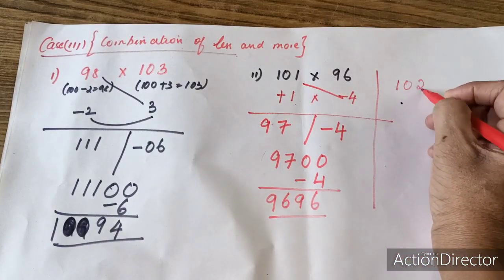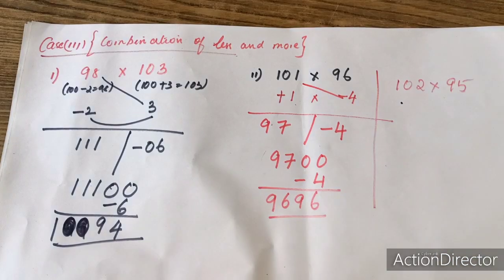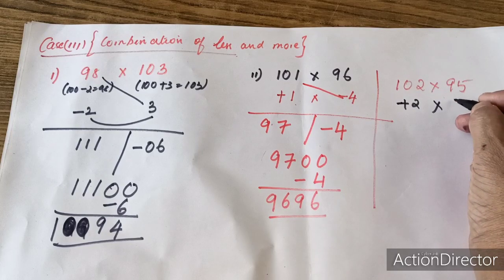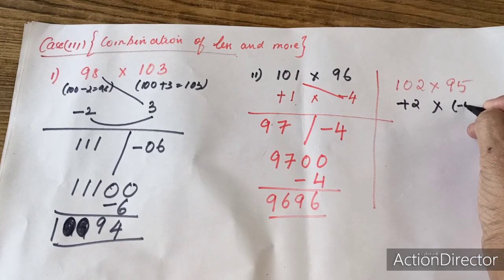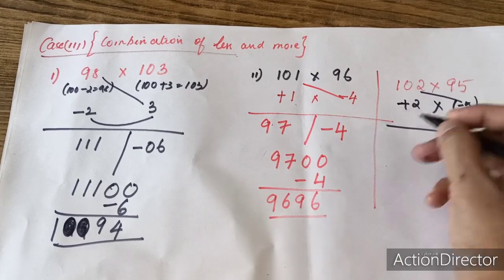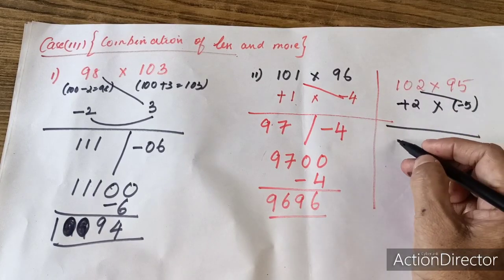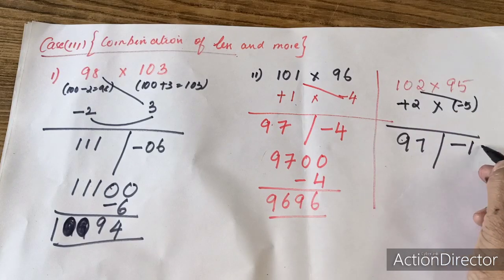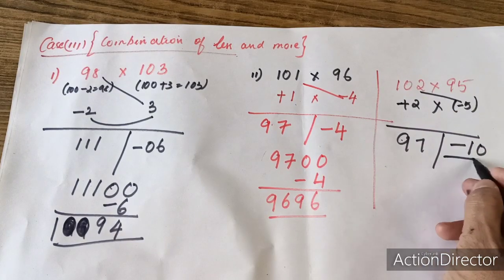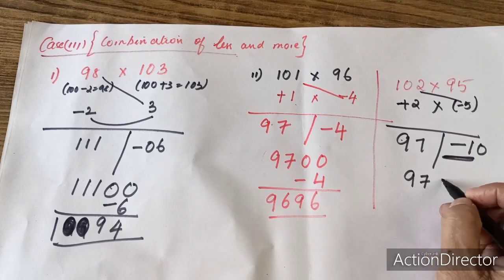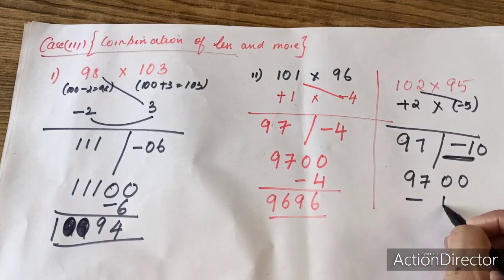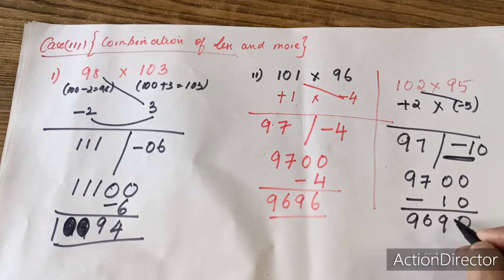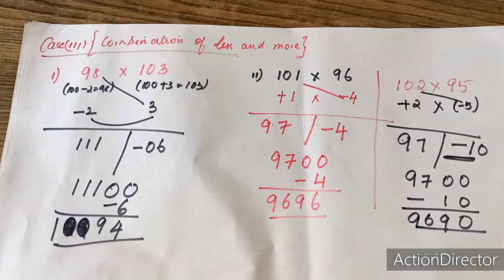102 multiplied by 95. Now 100 plus 2 is 102 and 100 minus 5 is 95. So you write minus 5. So next step, 102 minus 5 is 97. And here it is 2 into minus 5 is minus 10. So since this is minus, I had to write this as 9700 minus 10, which is equal to 9690. Hope you have understood all the three cases very nicely.